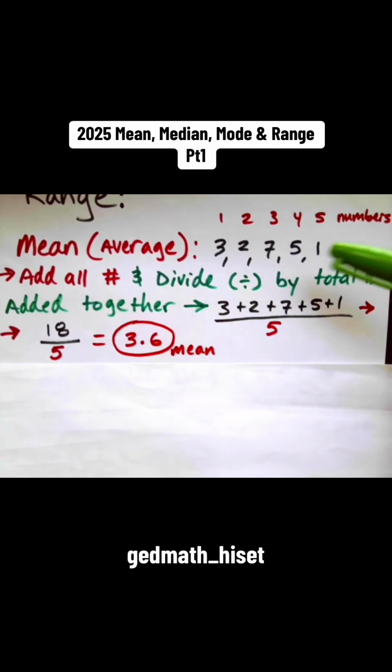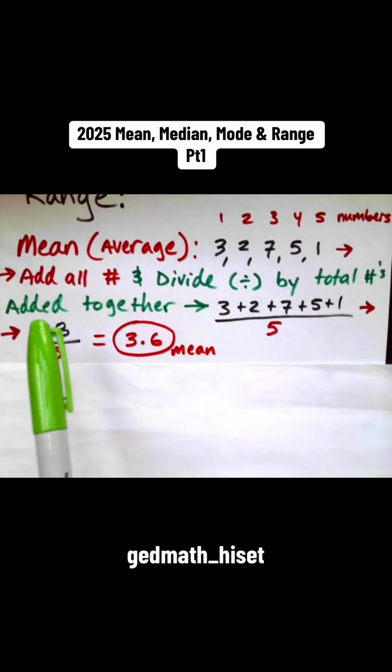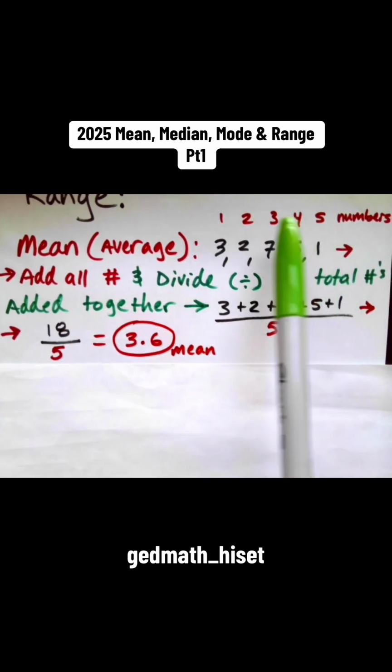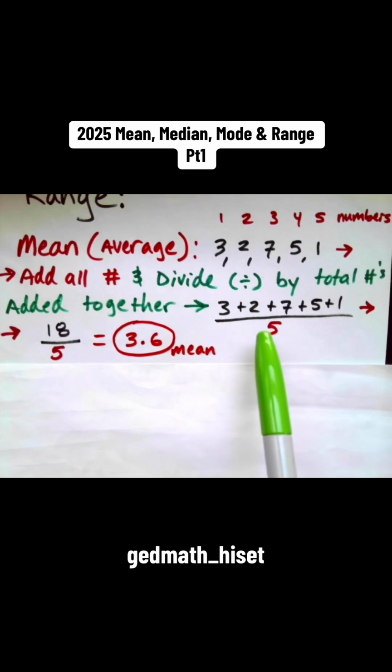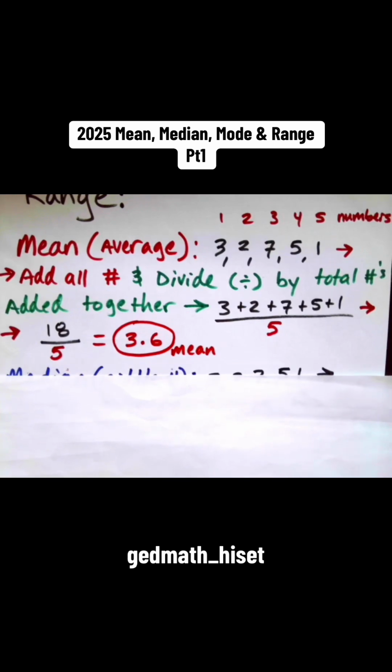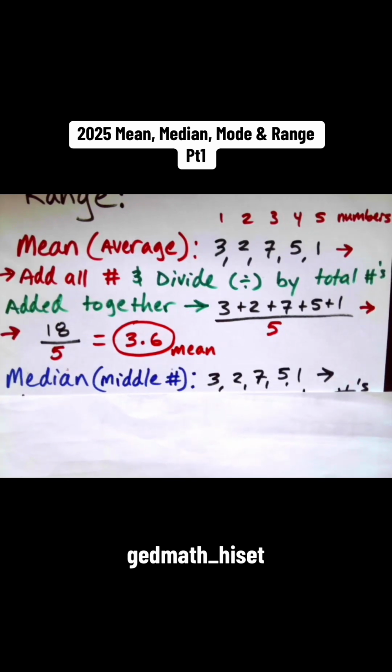Sometimes you'll have positive numbers in this data set. Sometimes you'll have negative numbers. Sometimes you'll have decimal numbers. Sometimes you'll have fractional numbers. But the way you find the mean is exactly the same every single time. You add them all up together and divide by the total numbers you have. Here you have 5 in my example.